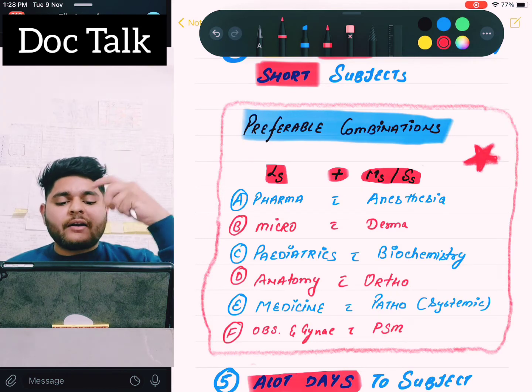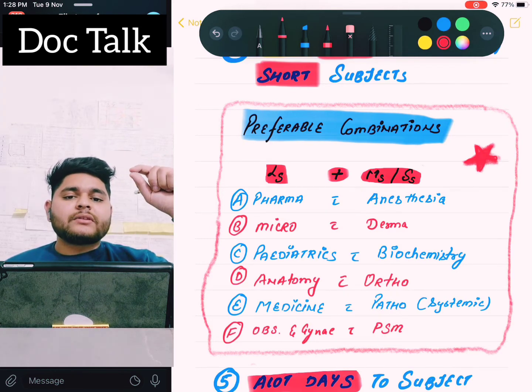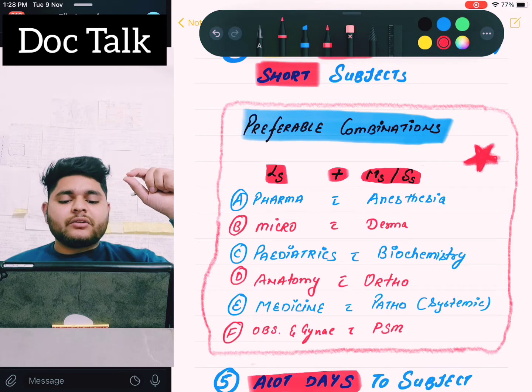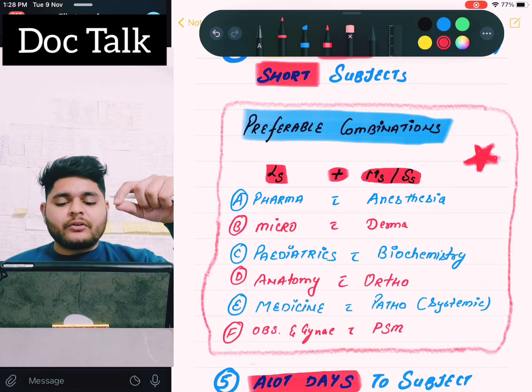Now the fourth one is anatomy with orthopedics. Now this is a very bizarre combination though, but I will tell you why it's a good combination.